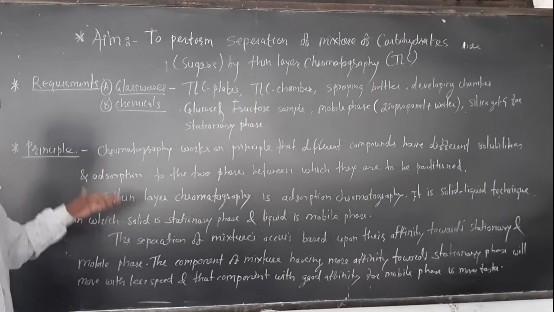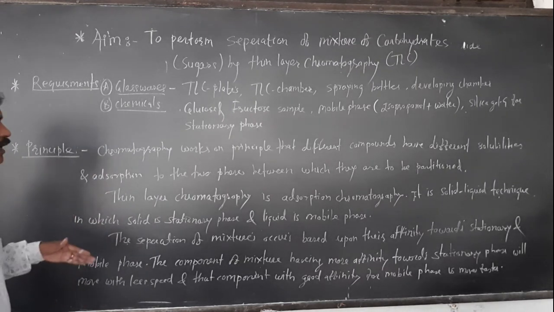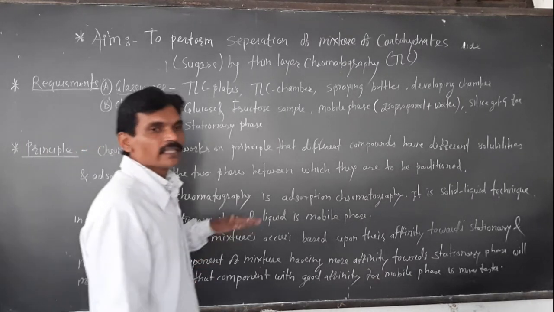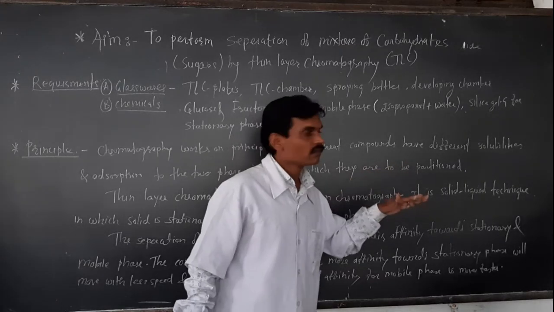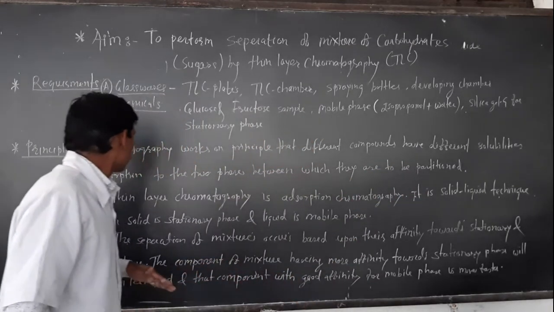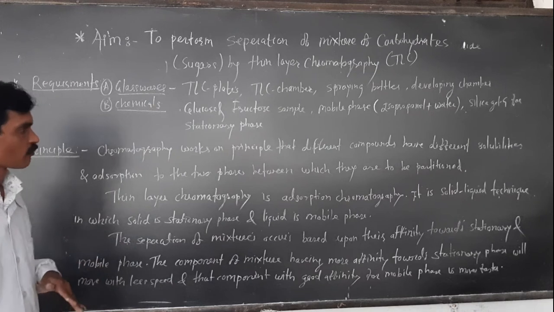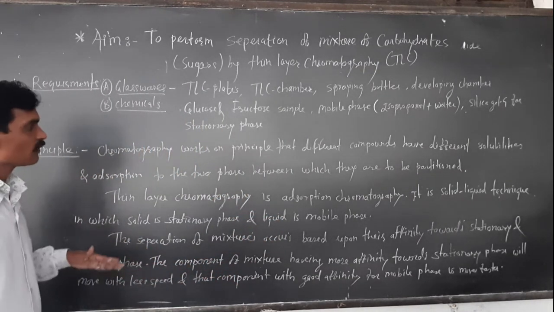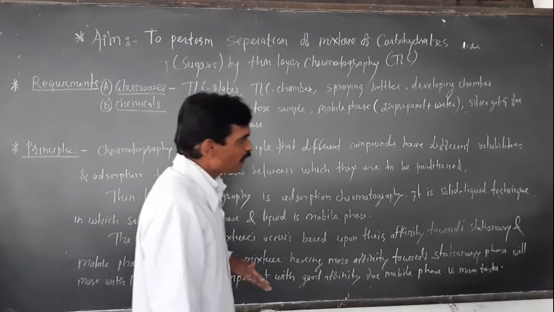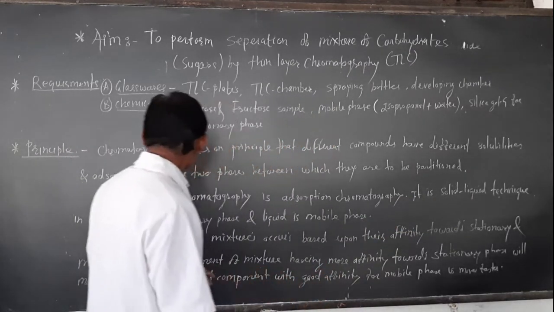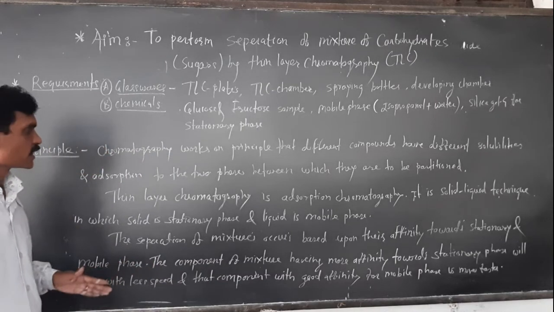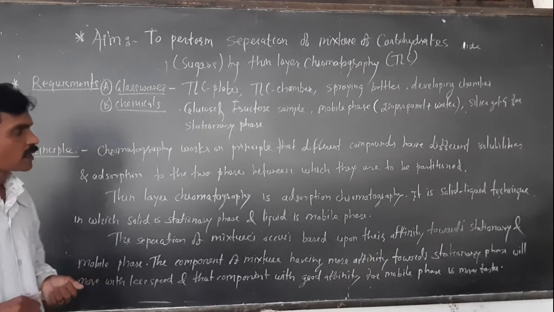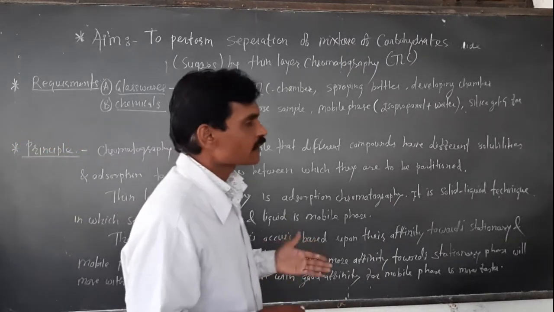Now the principle of today's practical works on the chromatography principle. Chromatography works on the principle that different components have different solubilities and adsorption to the two phases between which they are to be partitioned. Thin layer chromatography is an adsorption type of chromatography, a solid-liquid technique in which the solid is the stationary phase while the liquid is the mobile phase. The separation of the mixture occurs based upon their affinity toward the stationary and mobile phase.